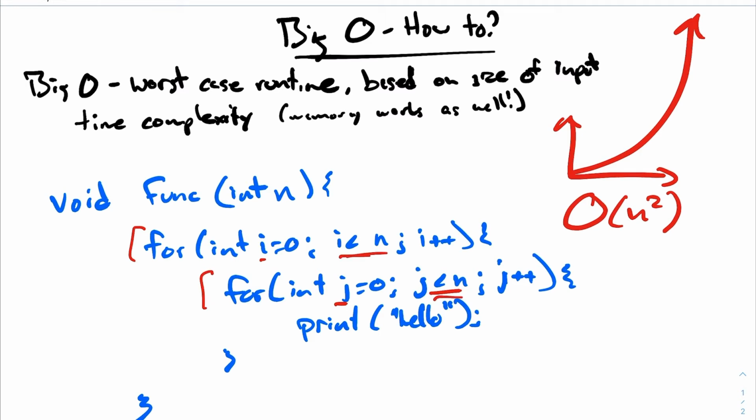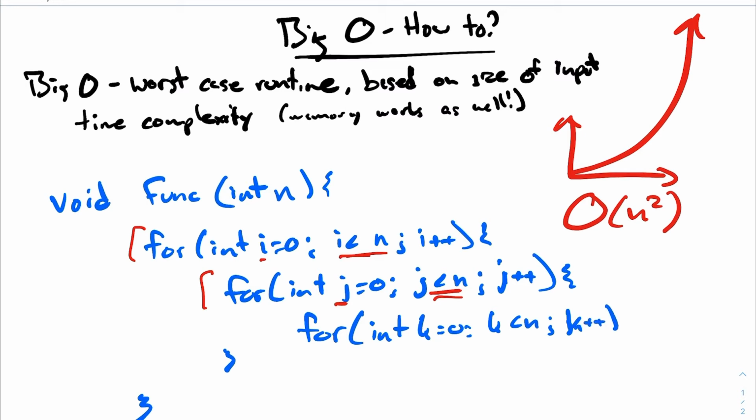And it's really quick and easy to see, okay, this is big O of n squared, right? Now let's imagine another case. What happens if I put another for loop in here, like for int k equals 0, k is less than n, k plus plus, and I put a constant operation in there?